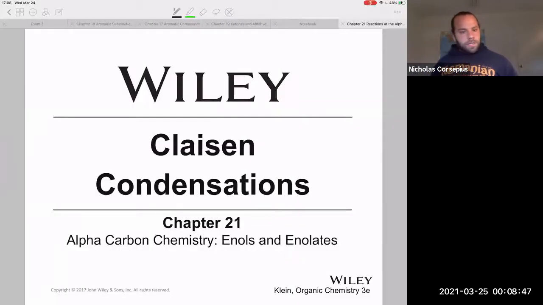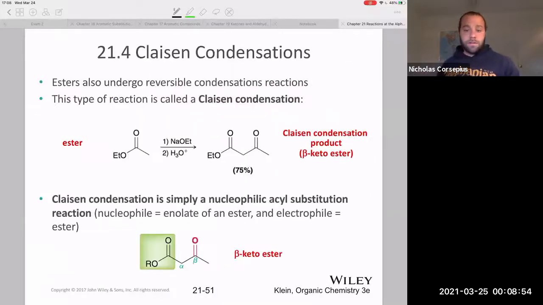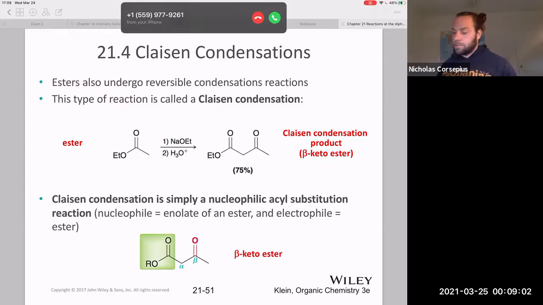All right, so our next set of reactions are called the Claisen condensations. To be honest, it drives me nuts that they're called Claisen condensations instead of Claisen additions, because they're very analogous to our aldol addition reactions.